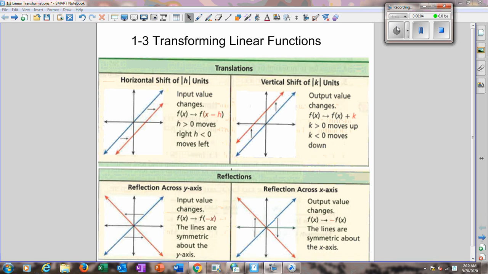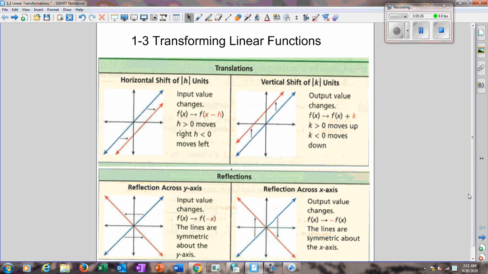Okay, today's lesson is 1-3 transforming linear functions. So we've already been through numerous types of transformations, but that has been kind of general. Now we're looking specifically at linear functions, and we're going to look at the actual functional rules themselves a lot more. Okay, so the first thing that we have is translations.